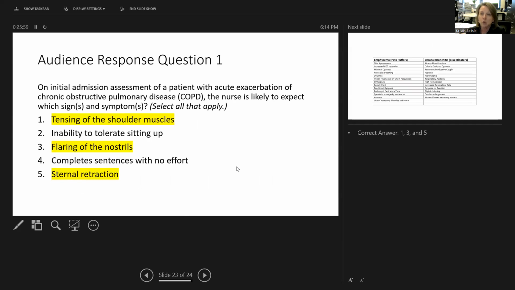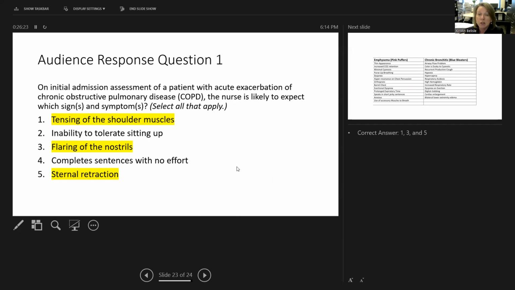Tensing of shoulder muscles. When you're taking a breath, if you're really trying to breathe, you're going to see this movement, aren't you? They're using what they need. They're tensing. If they're in an acute exacerbation, that means they're struggling. Inability to tolerate sitting up. No, they're going to want to sit up. They're going to want a tripod. They need to drop everything. They're trying to breathe, and it's natural for us to want to sit up. So don't lay your patient flat. Get them up. They need to breathe.